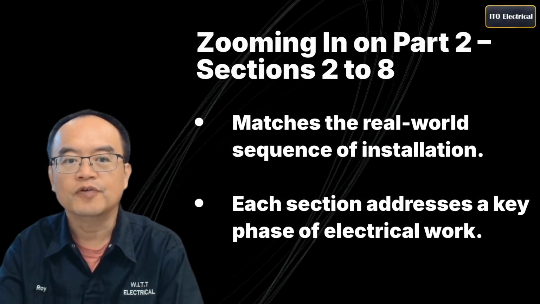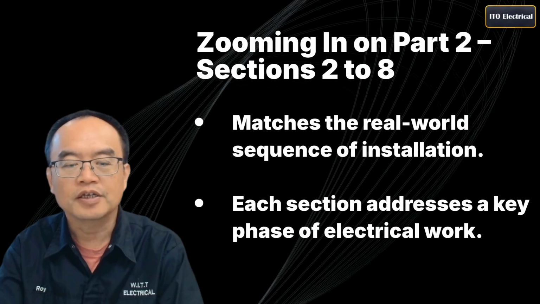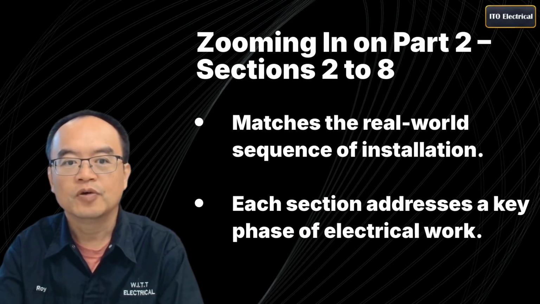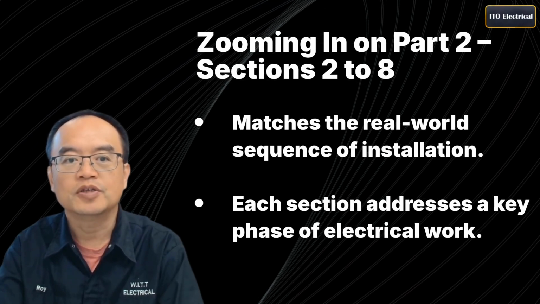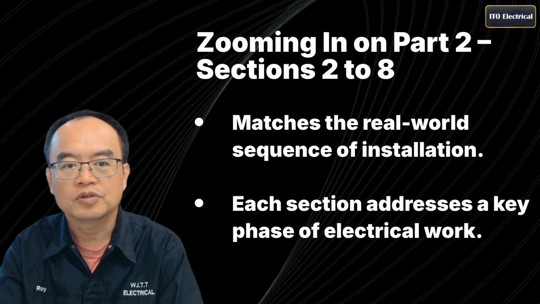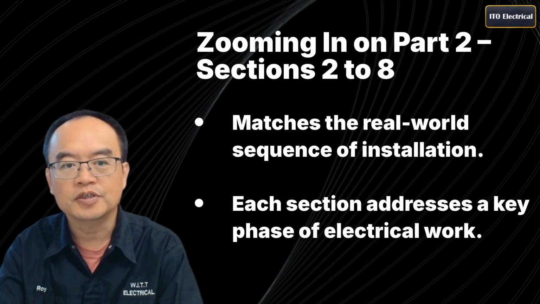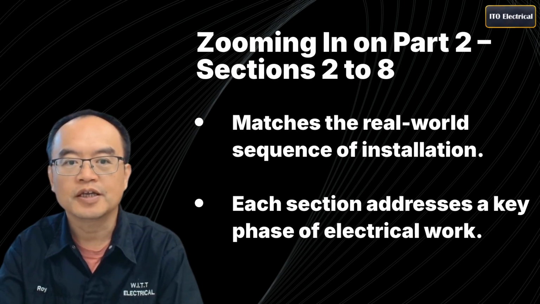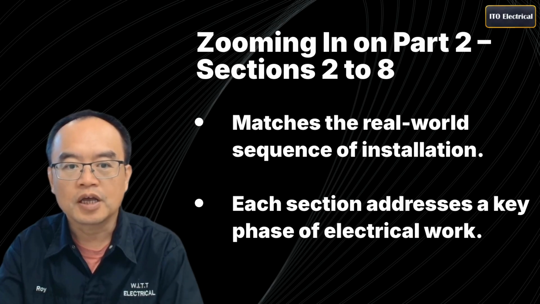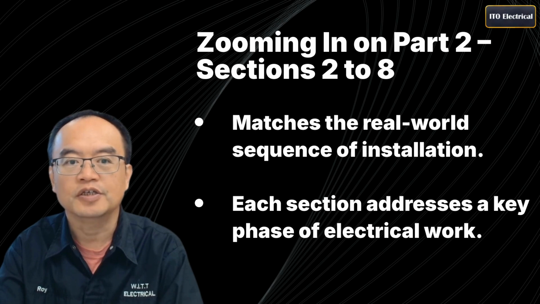Within Part 2, you'll find Sections 2 to 8. These sections are arranged to mirror the typical flow of designing and installing an electrical system. Section 2, start with overall arrangement and protection. Section 3, move on to wiring systems. Section 4, select and place appliances. Section 5, ensure proper earthing. Section 6, address damp areas. Section 7, address other special conditions. Section 8, and finish by verifying and testing everything.